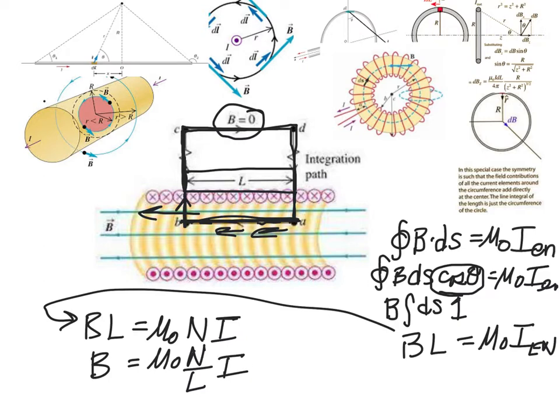And the N over L, whatever number of windings there are in this distance L, is the winding density. So we often write this as B equals mu naught little n, which is the winding density, or the N over L, times I. So there it is. There's our equation for the field inside a coil, derived quite quickly using Ampere's law.